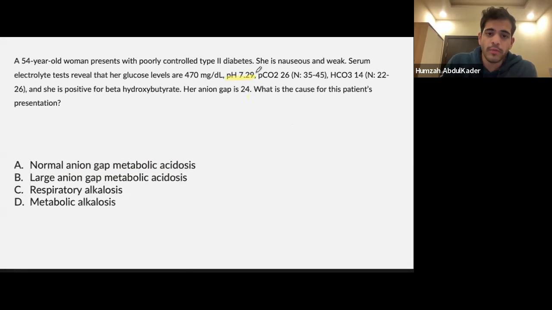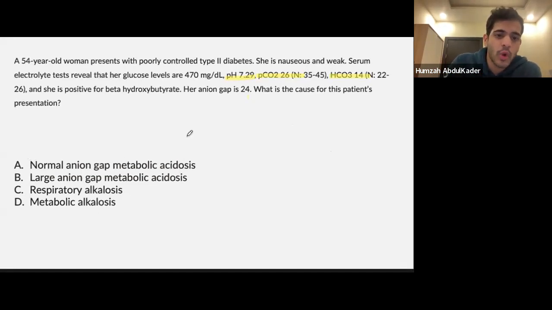For respiratory, you look at the PCO2. Now, if the PCO2 is low, that's not acidic. That would be alkalotic, right? So that means it's not a respiratory problem. Then we look at the HCO3, and in this case, HCO3 is low. If the bicarb is low and the pH is low, that means it is a metabolic acidosis.